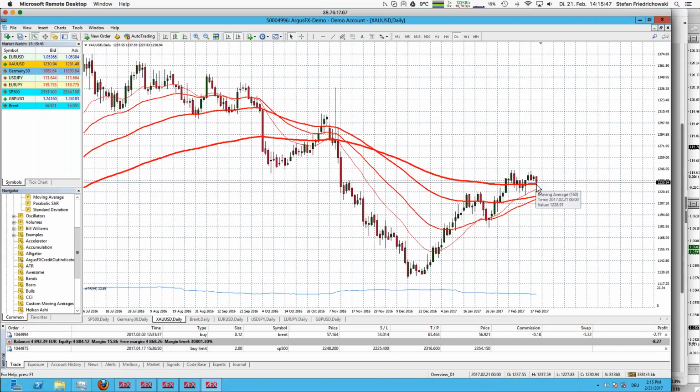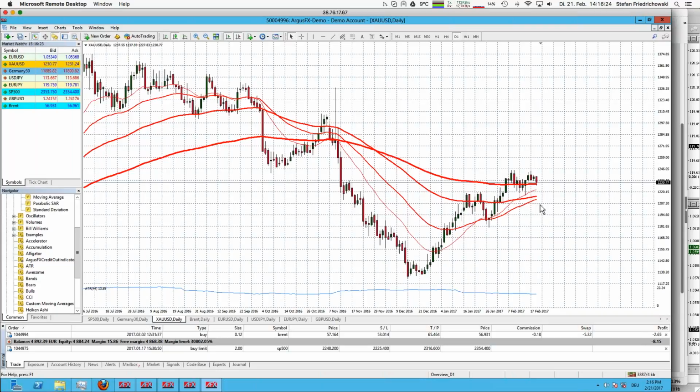Mathematically, we can have a look here by this mouse over functionality, and we can realize the value 1228.91. And if I go one step back, 1228.88. So honestly, or mathematically, there's a positive slope, but the overall behavior over the last couple of months for that EMA is downwards. So therefore, the trade direction here is still to the south. So we can open a short trade.